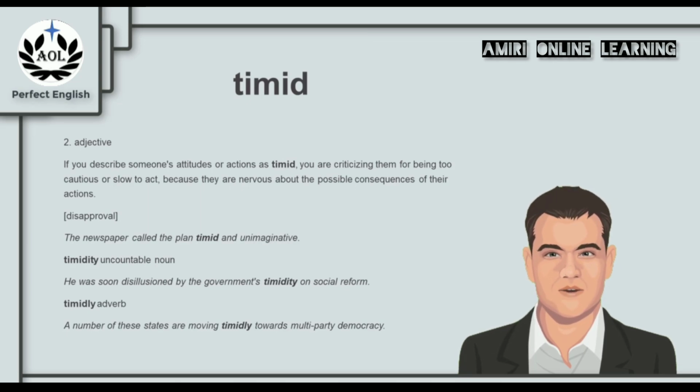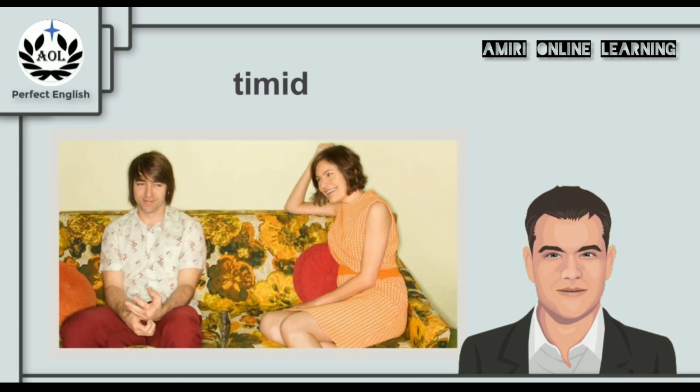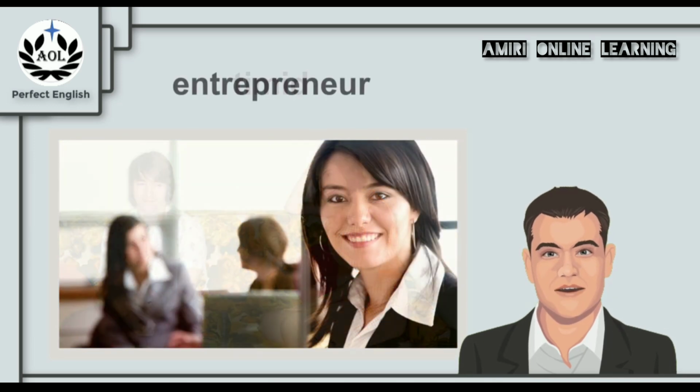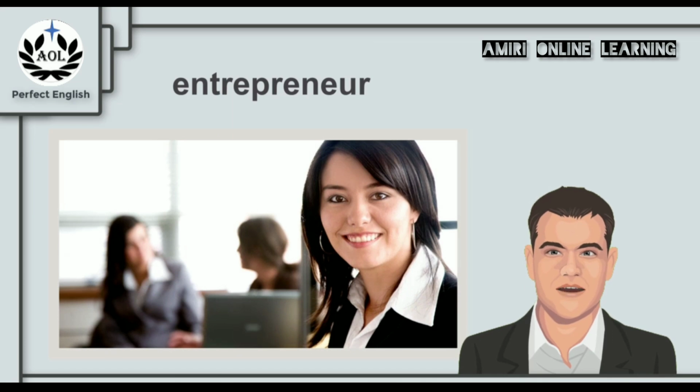And again, timidity is the uncountable noun. For example, he was soon disillusioned by the government's timidity on social reform. And also timidly can be used as an adverb. For example, a number of these states are moving timidly towards multi-party democracy. So the next time you remember this picture of this girl and this shy man, remember the word timid and what it means. And now for the last keyword for this chapter, entrepreneur.